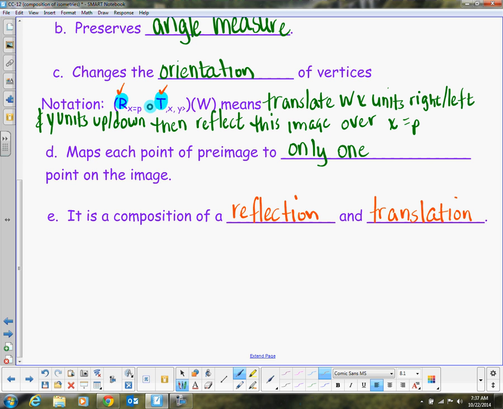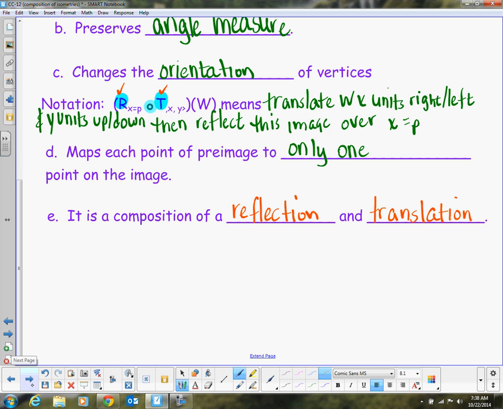Which is your favorite isometry? Translation? What's your second favorite? Notation? Especially if it's on a coordinate plane. If it's not on a coordinate plane, then I'd go with the reflection.